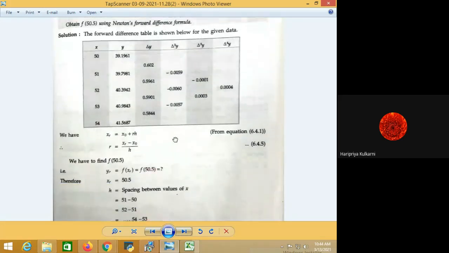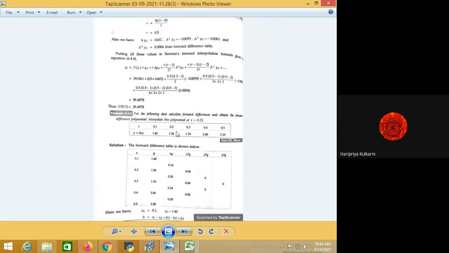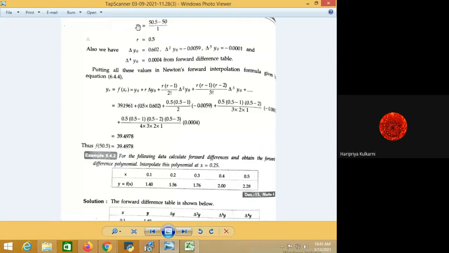Now let us put these values in the formula. So what is the formula? Initially you have to find the spacing h, which is 51 minus 50 or 52 minus 51, so it is 1. Then we have r equal to (50.5 minus 50) upon h. We are interested in finding y_r at the corresponding value of x, which is 50.5 given in the numerical, minus x0, which is 50, upon h, which is 1. So r comes out to be 0.5.